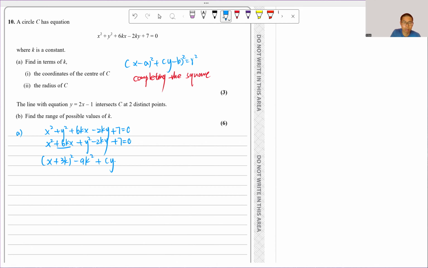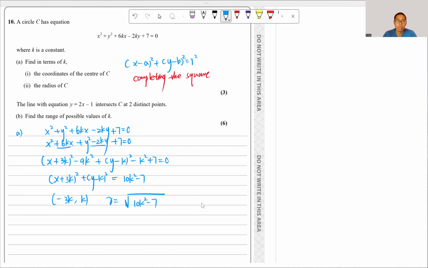And then for y, half of negative 2k is just negative k, so (y − k)² − k² + 7 = 0. So we have (x + 3k)² + (y − k)² = 10k² − 7. Then we know the center has to be (−3k, k). The radius has to be the square root of 10k² − 7.